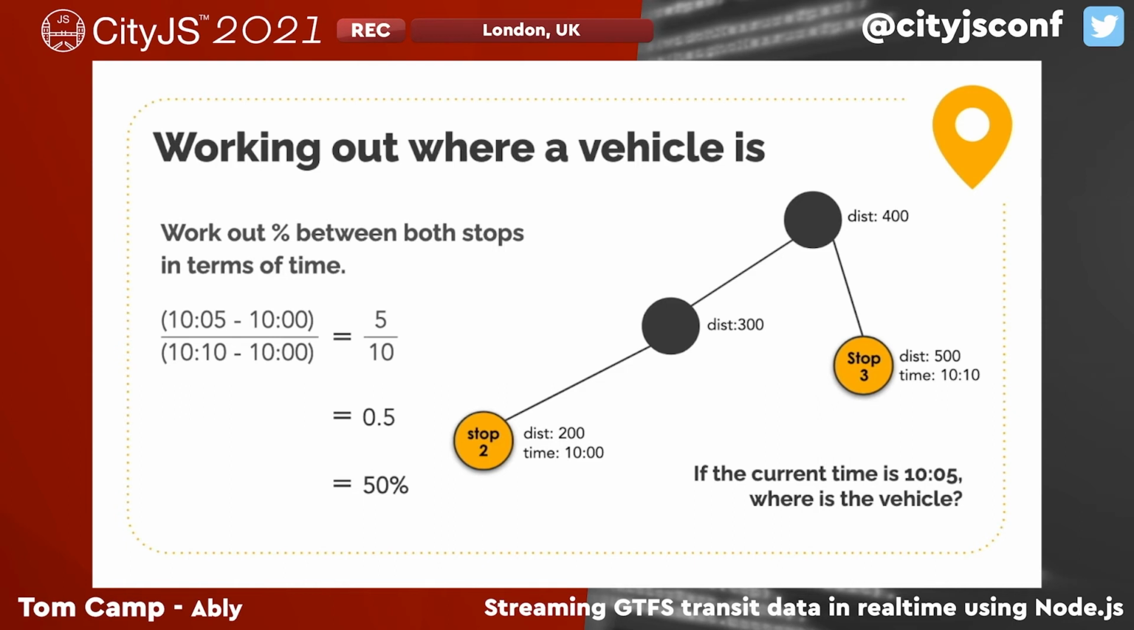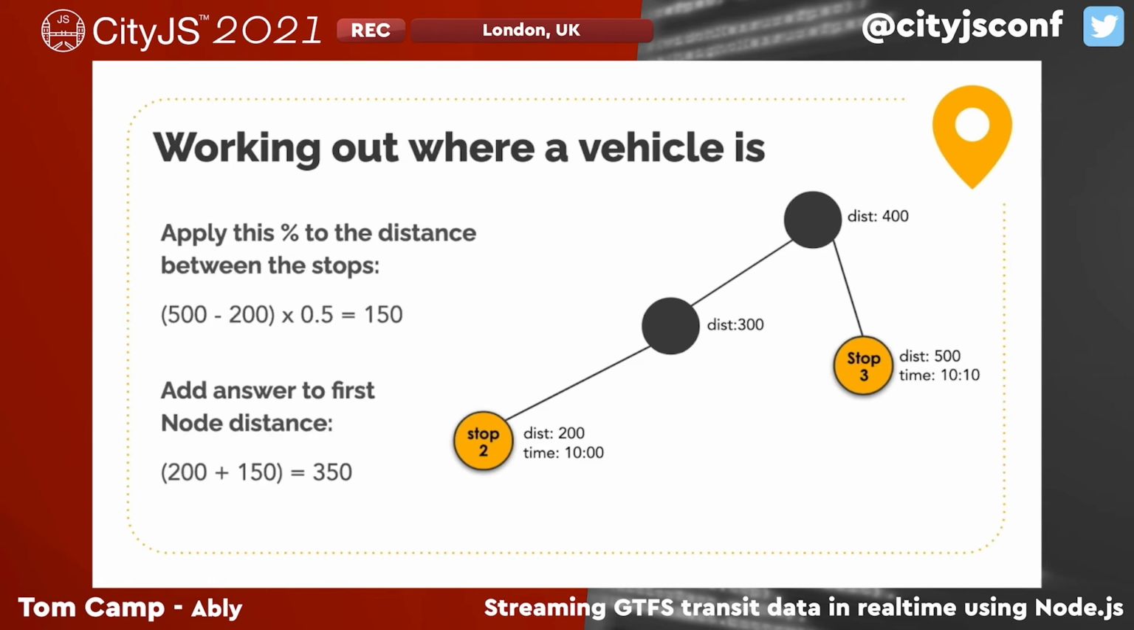So with this naive assumption, which we can improve on in the future, which I'll cover in a bit, we can say, okay, well, it is halfway between the 2 stops based on time, so let's assume it is halfway through in terms of distance as well. So once we've worked out it's 50% of the way in terms of time, let's apply that to the total distance between the 2 stops, where now we've worked out that it is 150 distance between stop 2 and stop 3, and we can then say, okay, well now 350 distance, which is the summation of 200 to 150, falls between those 2 nodes of distance 300 and distance 400 in this little section here.